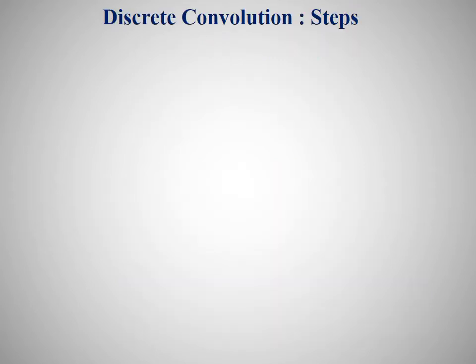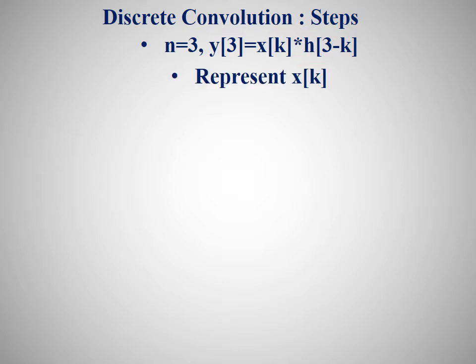Let us now try to evaluate the next term, which means at n equal to 3, what would be the value of y of 3? From the expression, we know that y of 3 is going to be equal to the sum of x of k into h of 3 minus k. By now we are quite familiar with what the steps are: represent x of k, represent h of 3 minus k, and then obtain the convolution. Let us go on to the various steps.